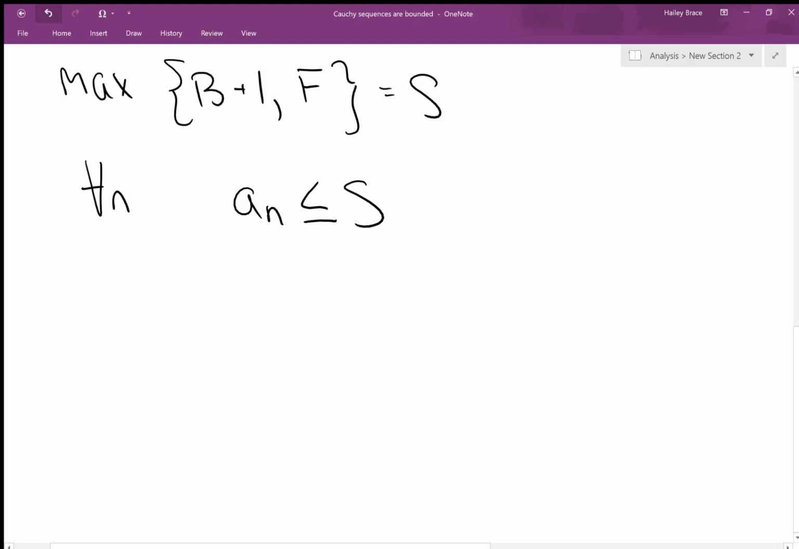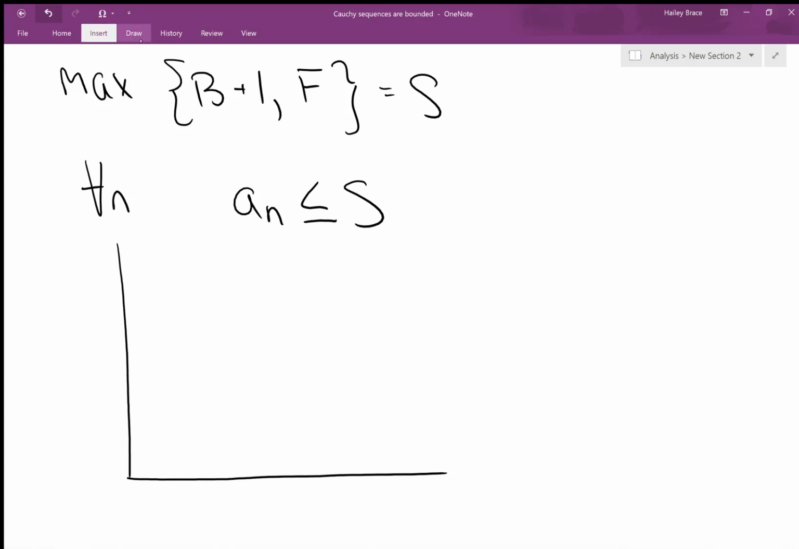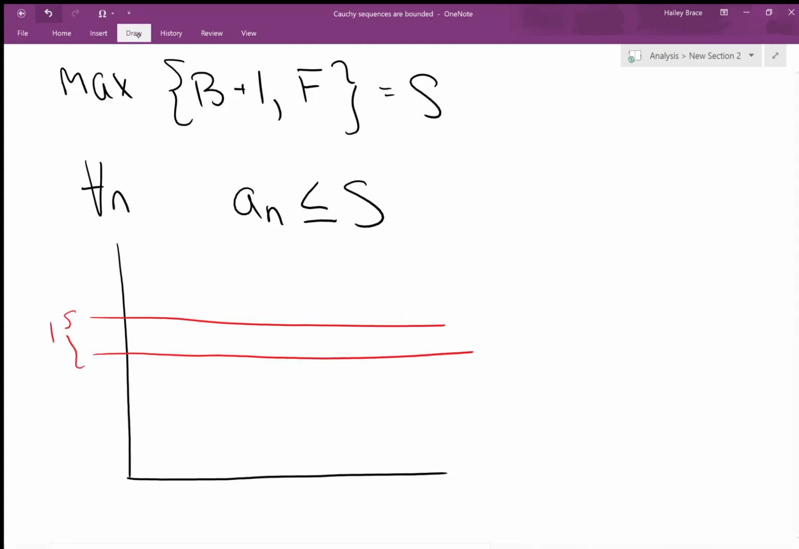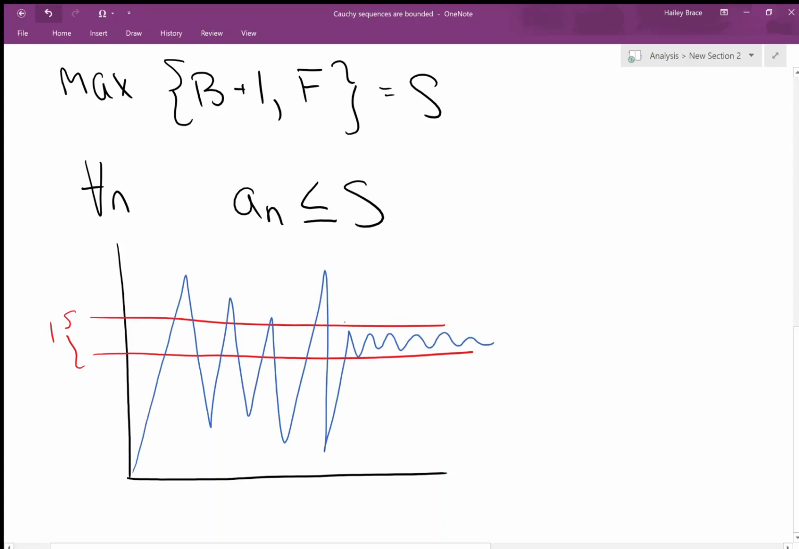So now I want to draw a picture of what this really means. So say these red lines are 1 apart from each other. And then let's let the blue line be the terms in our Cauchy sequence. So we know that a Cauchy sequence can do anything in the beginning. It's bouncing around, but then all of the terms have to be within 1 of each other after a point, which we called the m prime term. So after a_m prime, all of the terms are within 1 of each other.